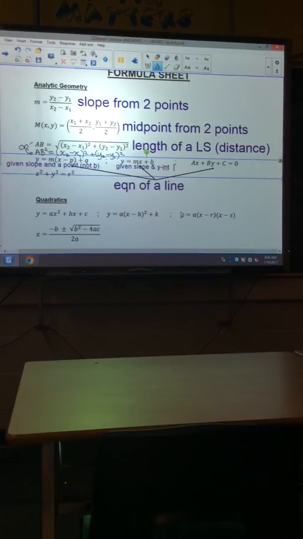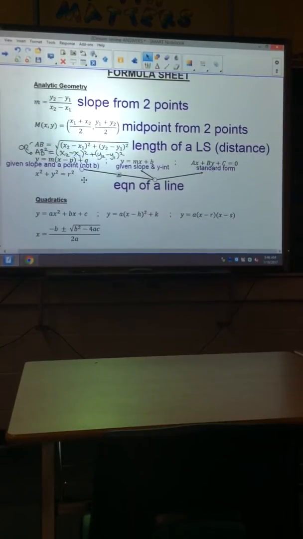What's the last one called? Yes, standard form. You're not going to use that very often, but you'll be given equations in standard form, especially for elimination questions like that. And some of your word problem questions will have equations in standard form.